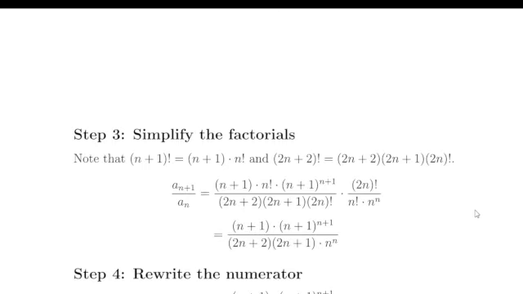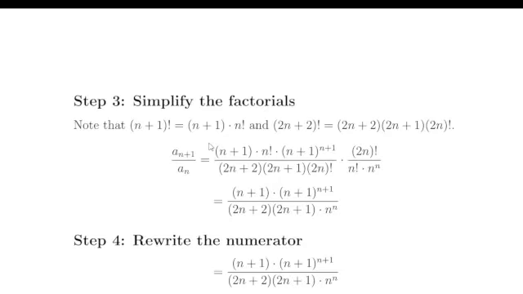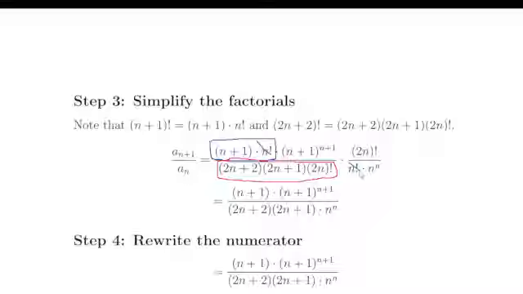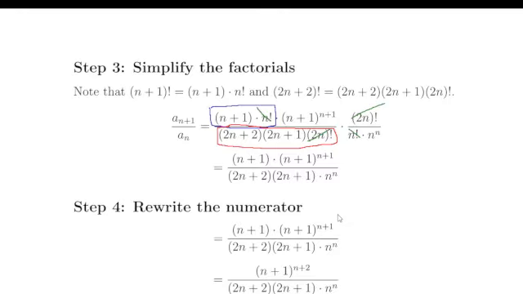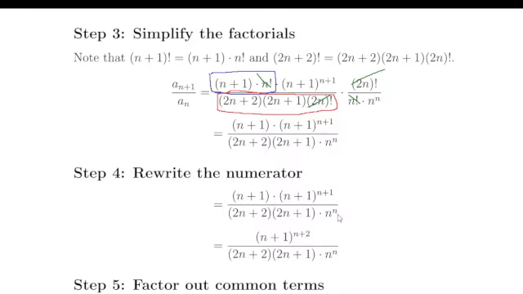But first, we can rewrite some things. Before we had n plus 1 factorial, that can be rewritten as n plus 1 times n factorial. And then 2n plus 2 factorial, down here, can be rewritten as 2n plus 2 times 2n plus 1 times 2n factorial. The nice thing is there are some things canceling. We have the n factorial canceling, 2n factorial canceling, and what we're left with is n plus 1 times n plus 1 to the n plus 1 power over 2n plus 2 times 2n plus 1 times n to the nth power.